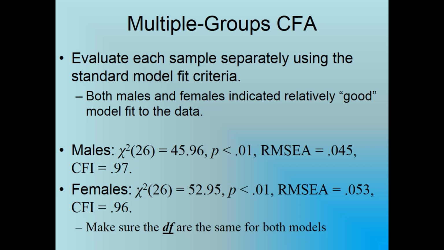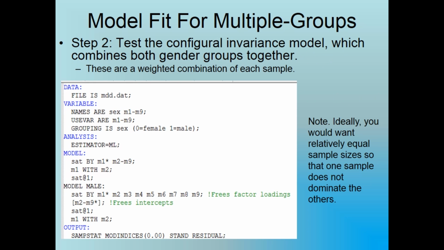In step 2, we're going to test for configural invariance. There are a couple of new additions to our code here. The first thing is that grouping is sex, 0 equals female, 1 equals male. You're basically telling Mplus to estimate a model for females and males simultaneously. Our first model is going to be our female model. Our second model below it, where it says model male, is where we're going to estimate the model for males.